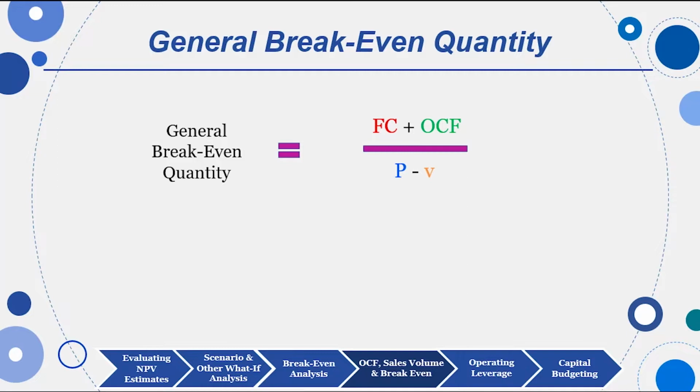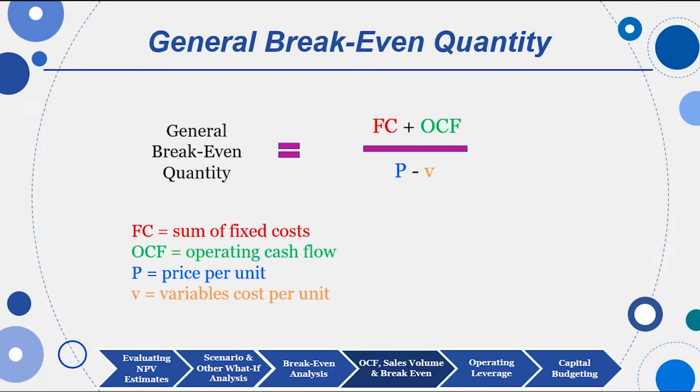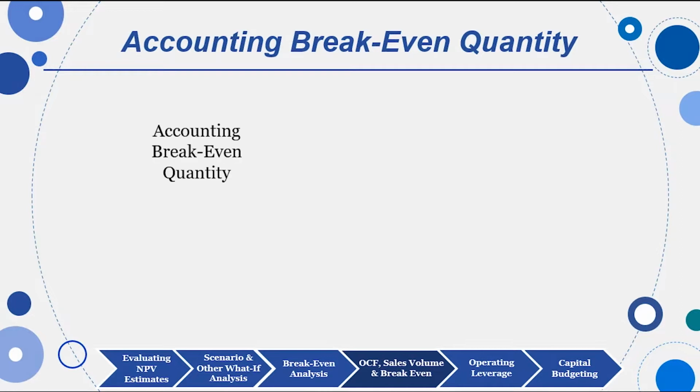So all three types of break-even follow this format. Q equals fixed cost plus OCF over contribution margin, or P minus V. You'll see that contribution margin, P minus V, in all three break-even scenarios. Accounting break-even is simply fixed cost plus depreciation over P minus V.